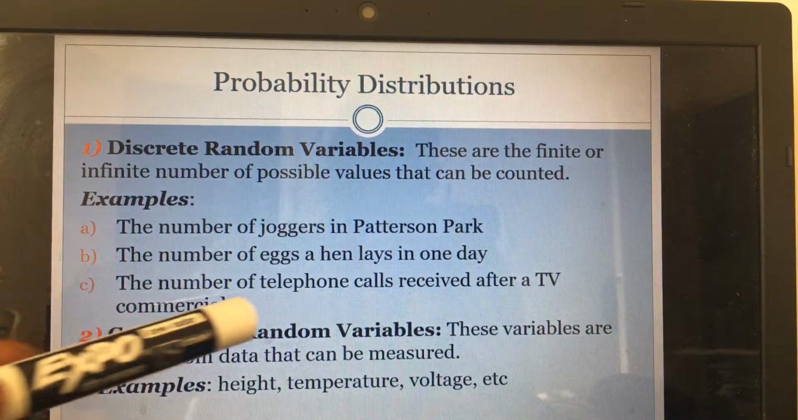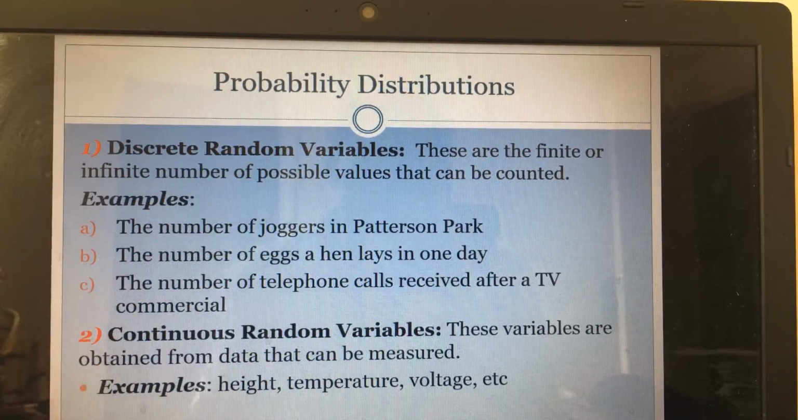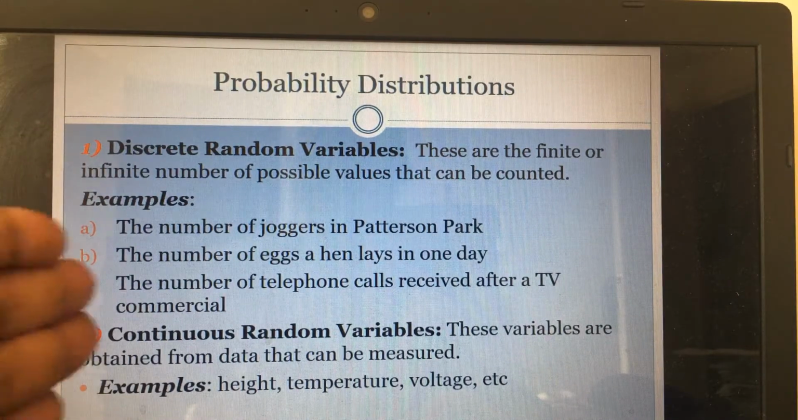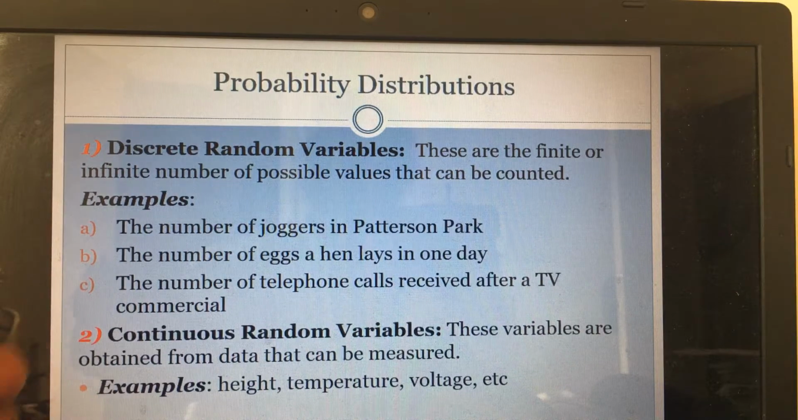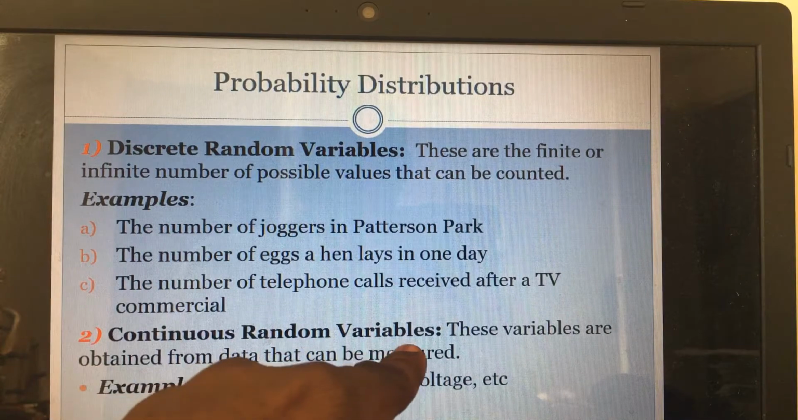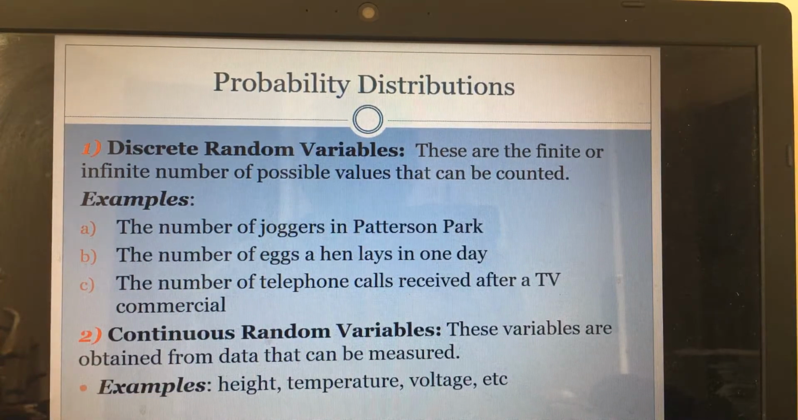How about the number of telephone calls that you receive? You might receive 2 calls today, or 5 calls, or no call at all, but you can never receive 1.5 calls. Things like that. So we call them discrete because we can count them. Those that we cannot count, that is those that we measure, we call the continuous random variables. Good example: height. You can measure height, 1 feet, 2 feet, 3 feet. Temperature, voltage, and so on and so forth.